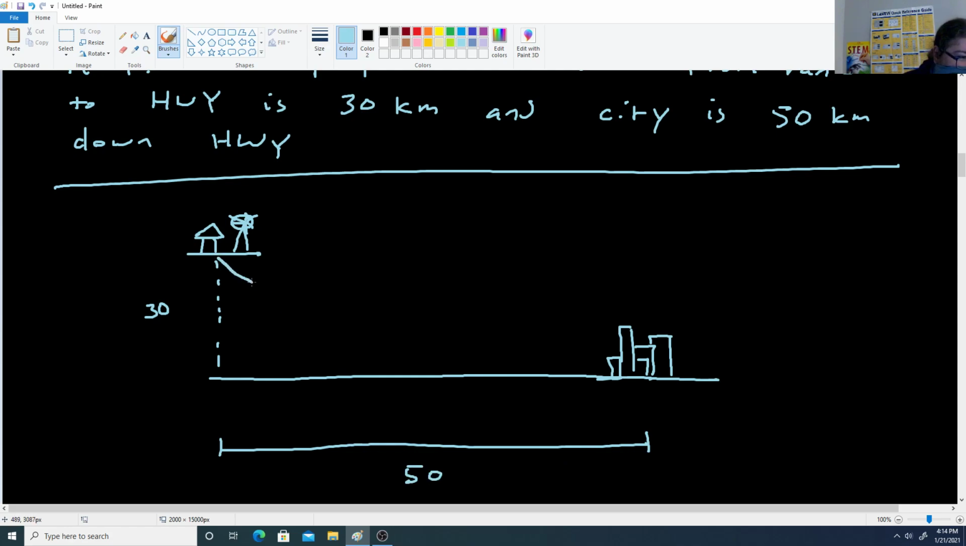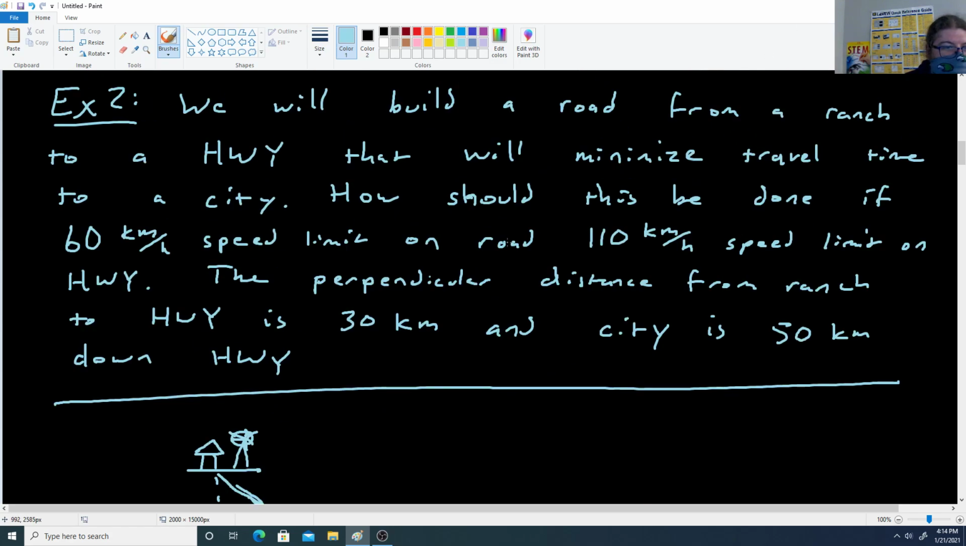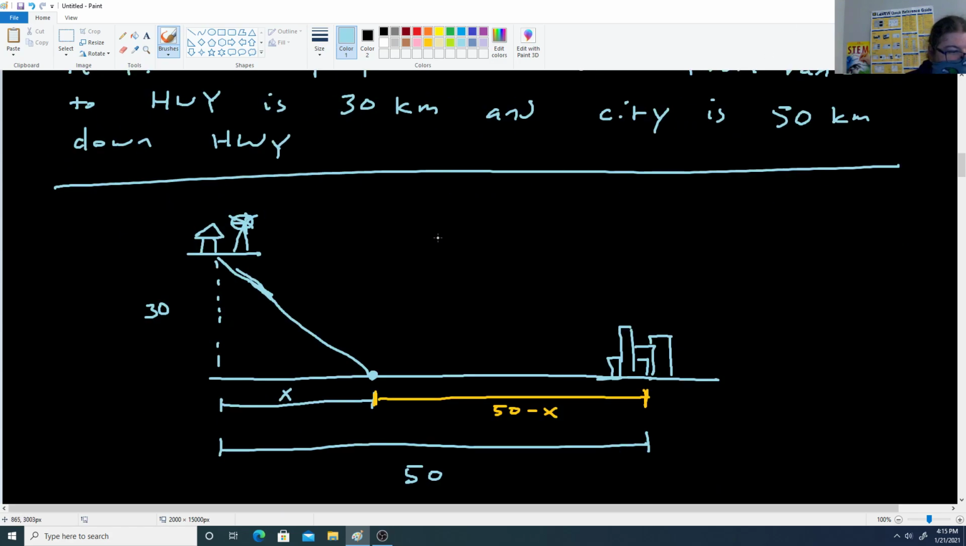We're going to draw a road, so some diagonal road that will meet the highway at some point down. We'll call the distance down there X. And if that's the case, then the distance from here all the way out to the city will be 50 minus X. The speed limit on this road here, we said, was 60 kilometers per hour. And the speed limit on the highway is 110.